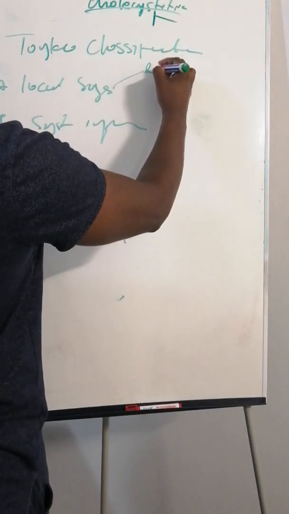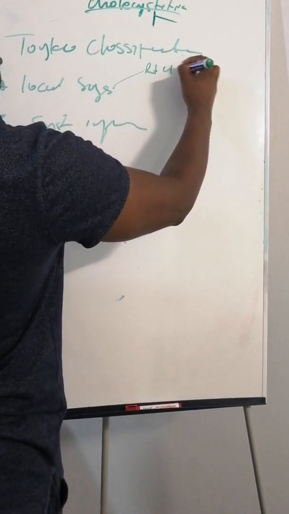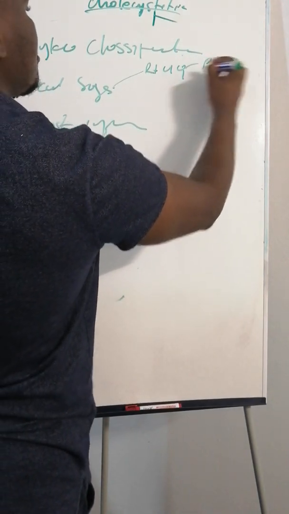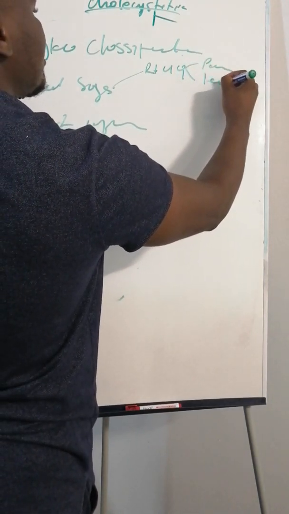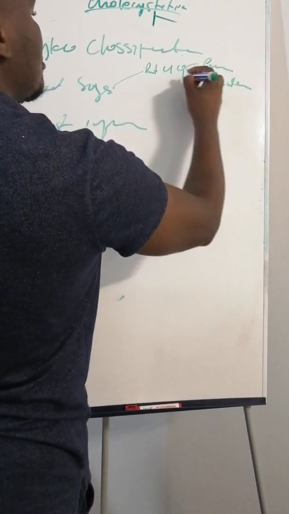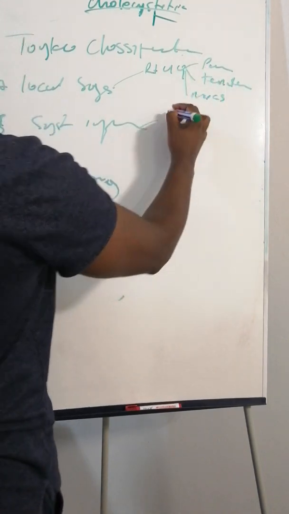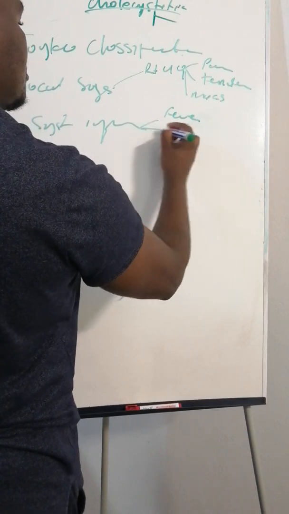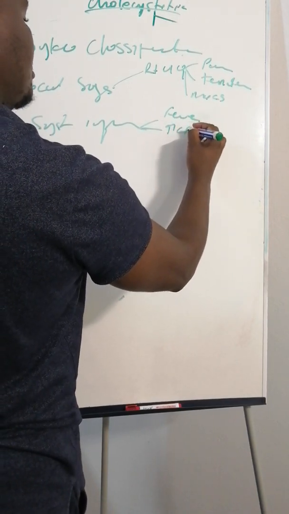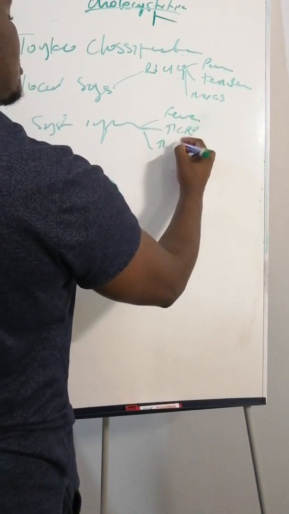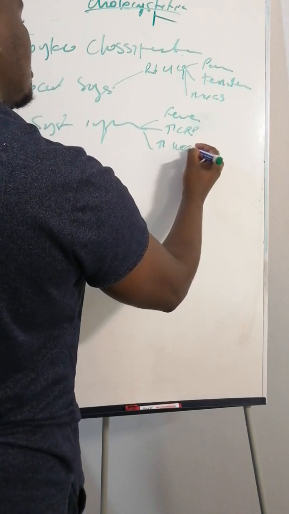Local will be right upper quadrant pain or tenderness or a mass. Systemic is fever and increased CRP and increased white cell count.